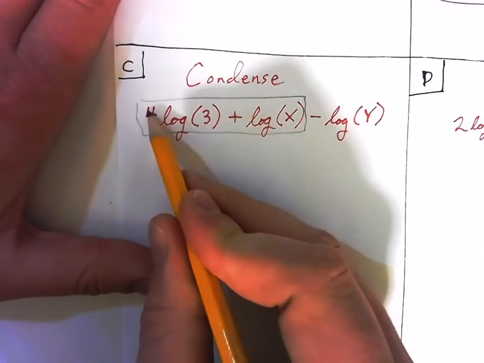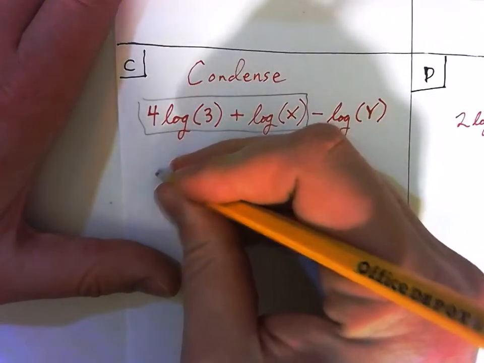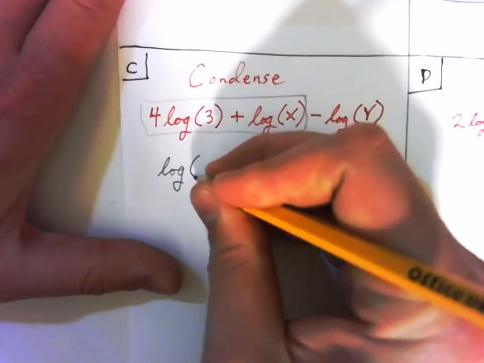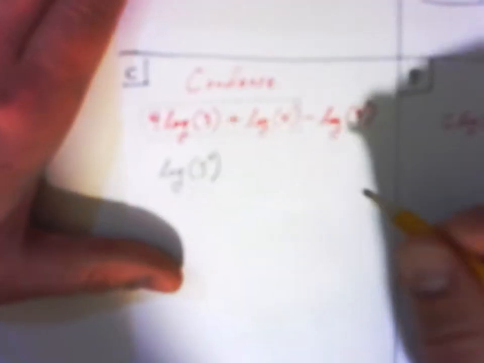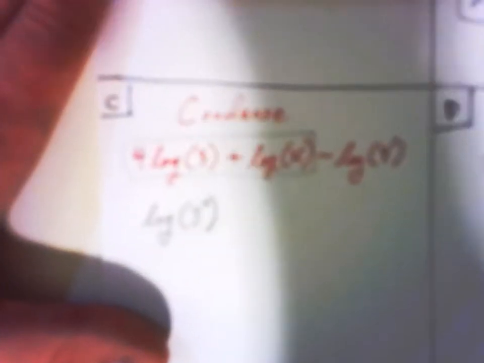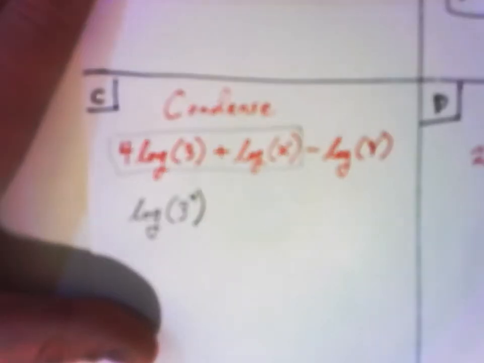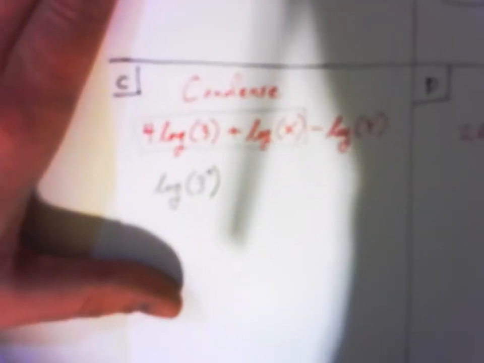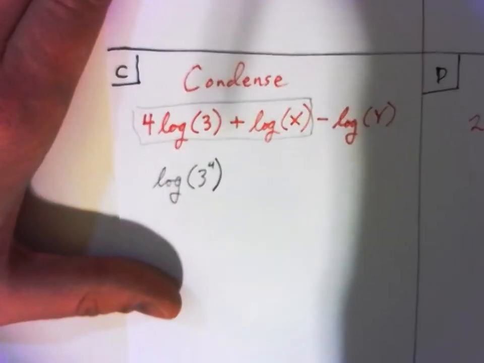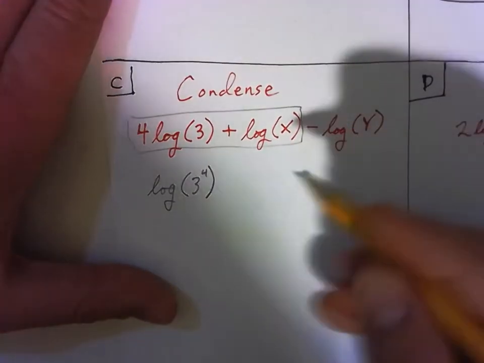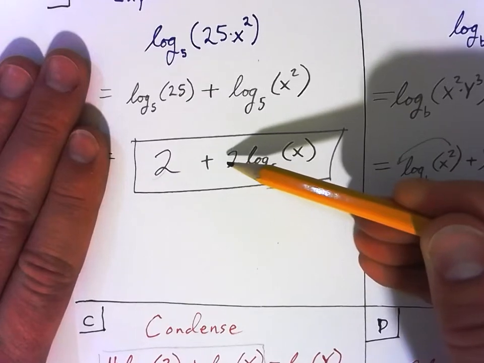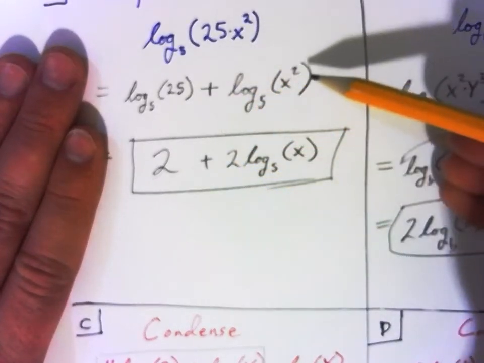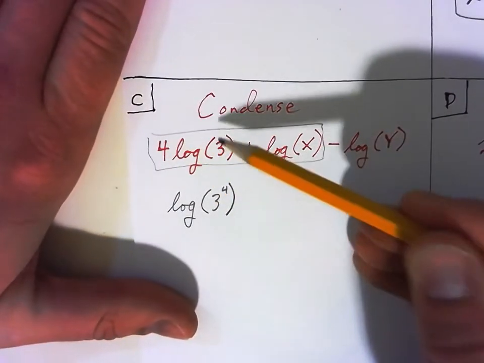So, but actually first of all, I'm going to put that 4, so that's going to become log of 3 to the fourth with the power property. So the 4 becomes a power on the inside. We're just going backwards of what we did, like right here. We're taking the 2 and putting it there, in this case, the 4.